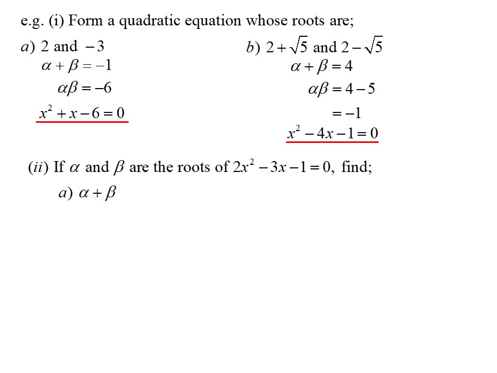If alpha and beta are the roots of this quadratic, we don't want to actually go to the bother of solving it. I just want to work out, well, what's the sum of the roots? Now I use that idea in reverse. Oh, well, minus b on a, 3 on 2, there it is. What's the product of the roots? Again, I don't have to go and solve it. I can go c on a, it's minus a half.